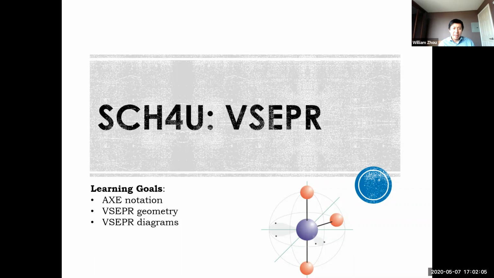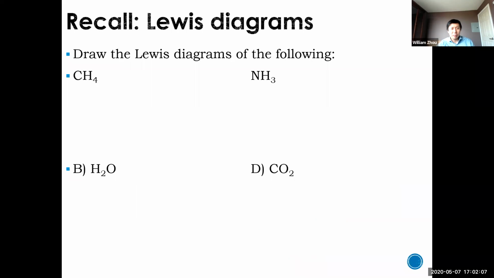So to begin, I just want to do a little review on Lewis diagrams. So here are 4 questions. Please take some time and try to draw the Lewis diagram for these 4 questions. I'll give you like 1 minute for this.